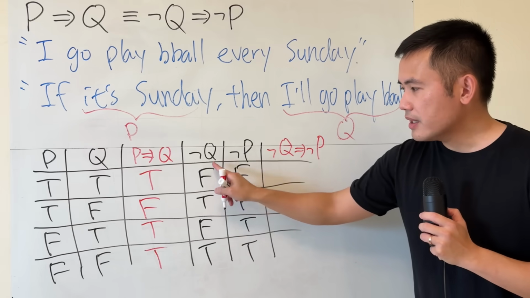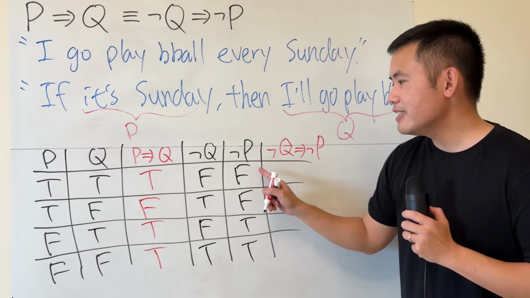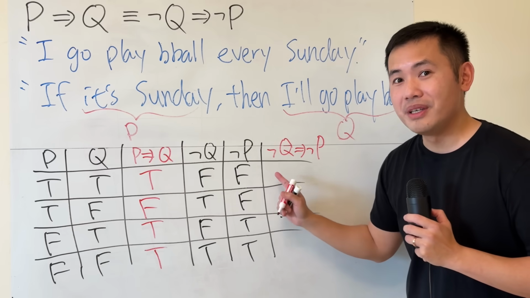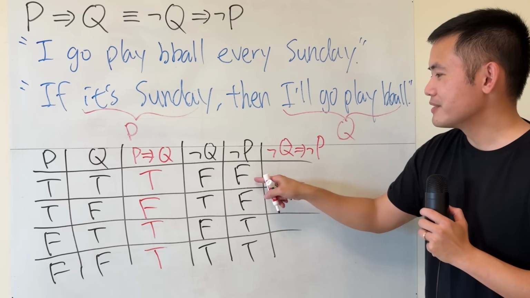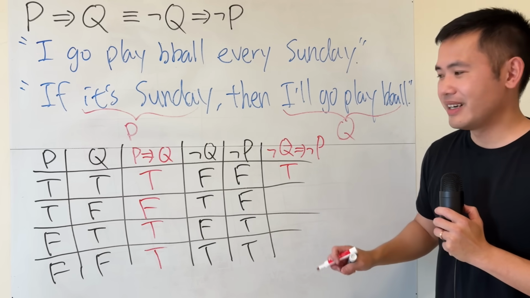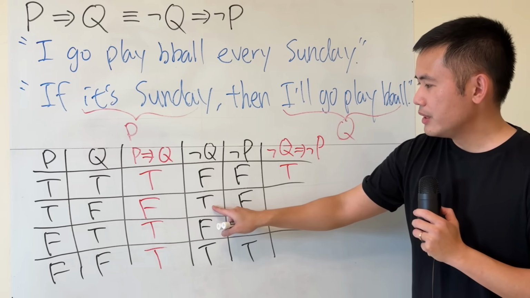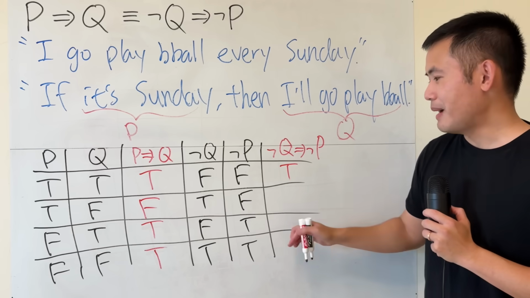Remember, if the condition is false, then it doesn't matter what the conclusion is. The whole thing will be true. So false implies false. This is actually true. All right? Remember, I'm just looking at this right here. Next, if I have true implies false, that's bad. That's false.